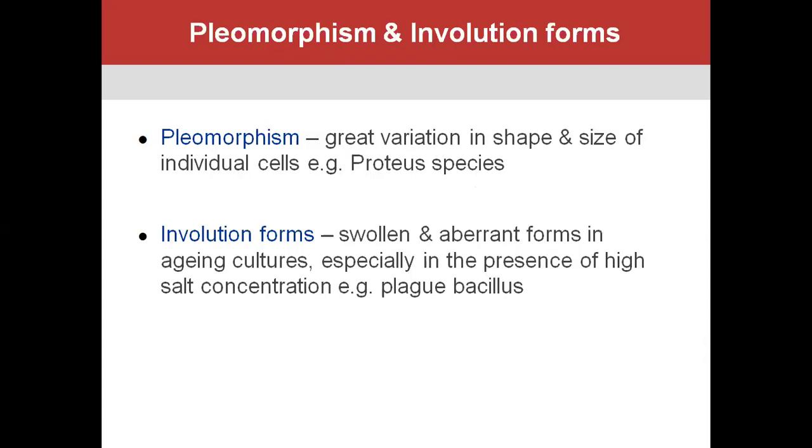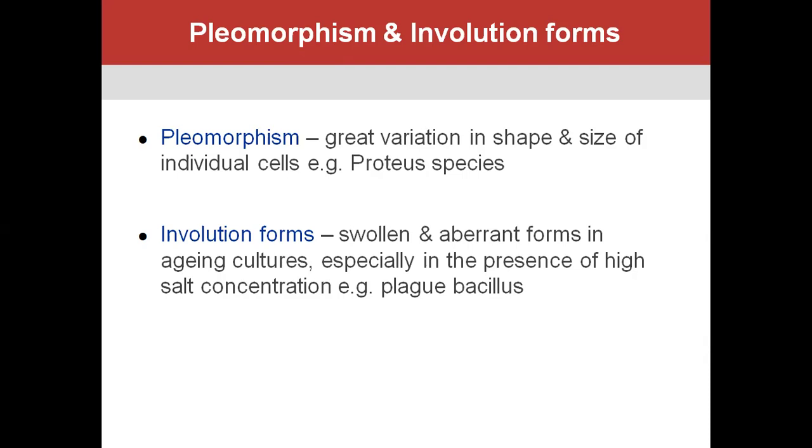Next, pleomorphism and involution forms. What is meant by pleomorphism and what is meant by involution forms? Pleomorphism means a great variation in the shape and size of individual cells. They show variation in the shape and size of the cells, which is called pleomorphism. Example, Proteus species. Existing in more than one form is also called pleomorphism. So Proteus bacteria have no proper shape and proper size.